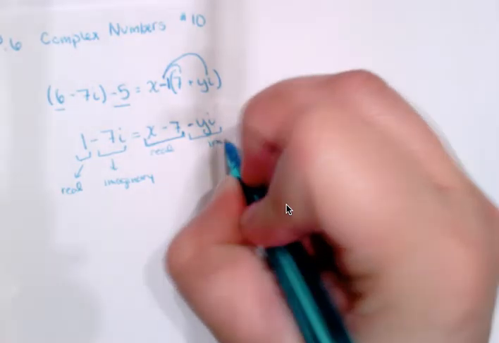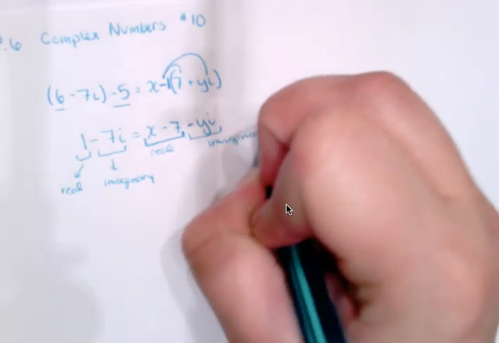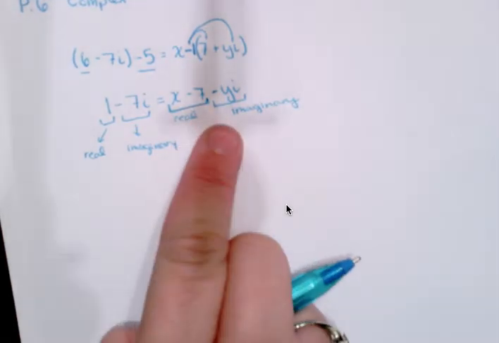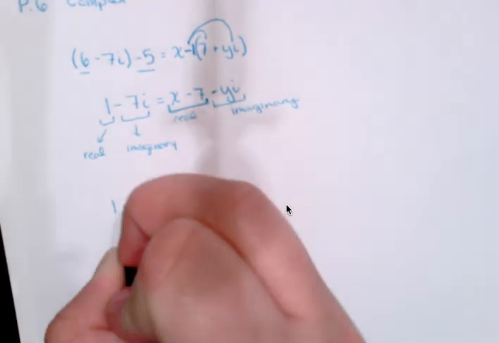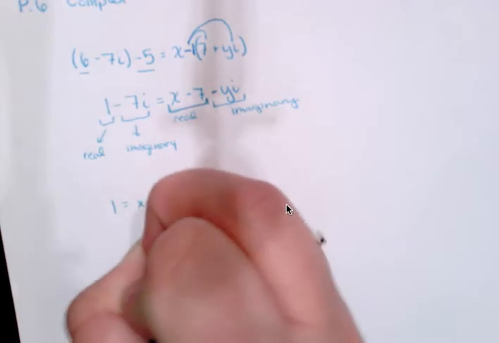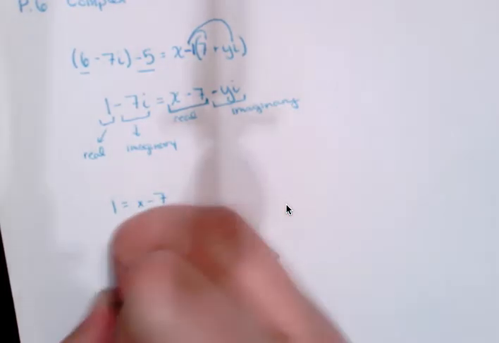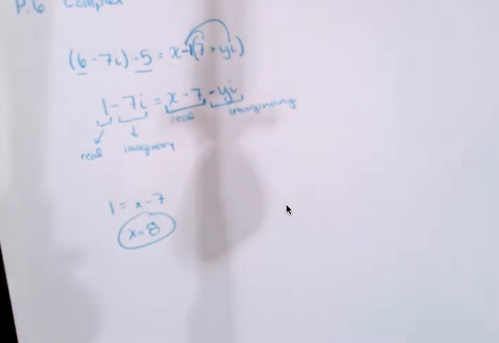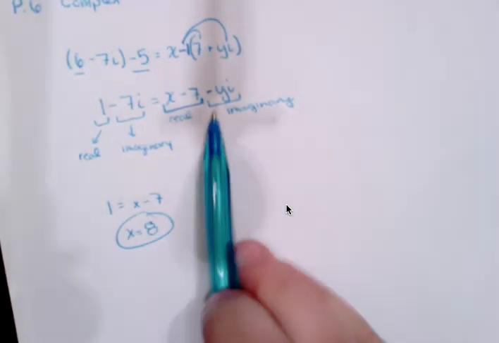So this is imaginary. So if I want to find what x and y equal, I know my real has to be equal to my real. So that means 1 is equal to x minus 7. Well, if you solve, you'd add 7 to both sides, so you'd get x is equal to 8. Now we're not done because we still need to find y.